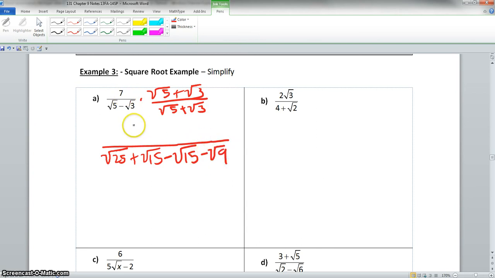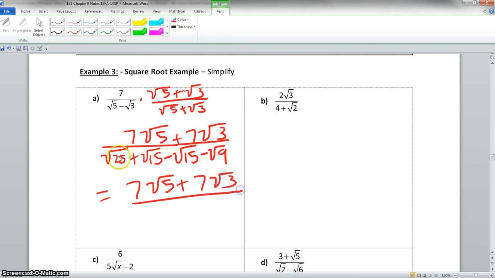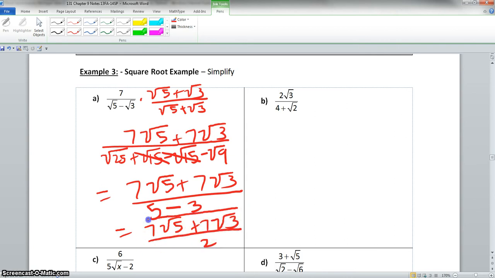And negative square root of 3 times a positive square root of 3 will give us a negative square root of 9. In our numerator, we have 7 times the square root of 5 plus 7 times the square root of 3. The square root of 25 we know is 5. The square root of 15 and the minus square root of 15 will simplify out. Minus the square root of 9 is 3. We know 5 minus 3 is 2, so we have 7 square root of 5 plus 7 square root of 3 all over 2. And that is the final answer.